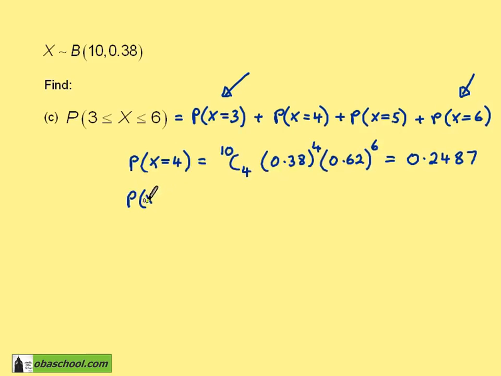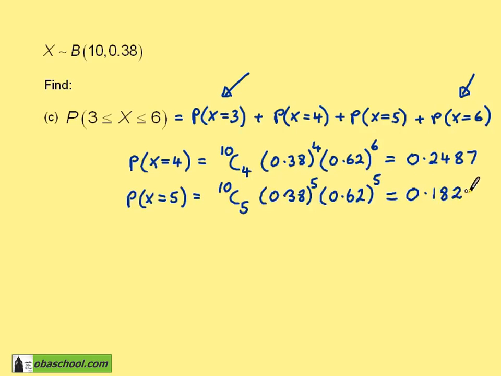The probability of x being 5 is 10 C 5 times 0.38 to the power 5 times 0.62 to the power 5. And this gives us 0.1829.